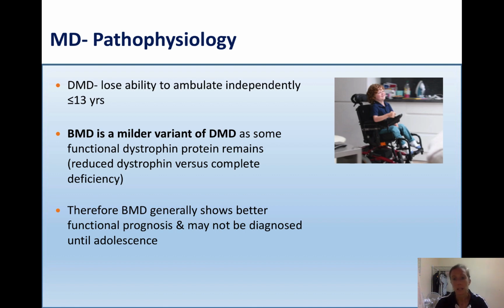As we said, BMD, so Becker's, is a milder variant of Duchenne's, because some of that functional dystrophin remains, okay? So, like we said, reduced dystrophin versus complete deficiency. And therefore, Becker's MD generally shows better functional prognosis, and it might not actually be diagnosed until later into adolescence, where that disease has run its course enough to start showing some symptoms.